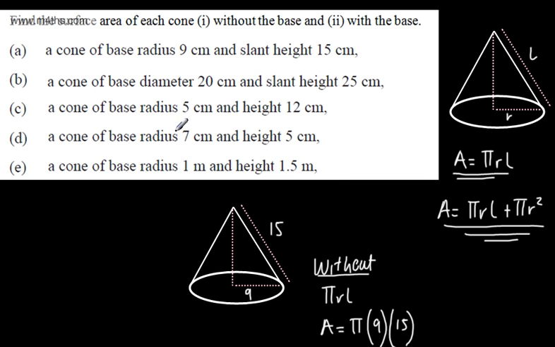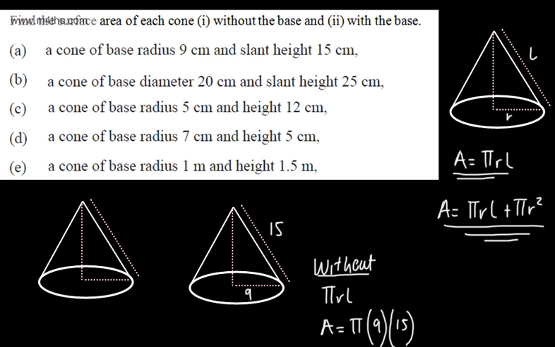Okay, let's try a different one. A cone of base radius 5 centimetres and a height of 12. So if I get this one back up, this time we're not given the slant height. We are though given a radius and we're given the height. So if I put this on, we've got the radius is 5, the perpendicular height is 12. Using Pythagoras, 12 squared plus 5 squared will be equal to the slant height squared. That's one of our special ones. That's going to give us 13.